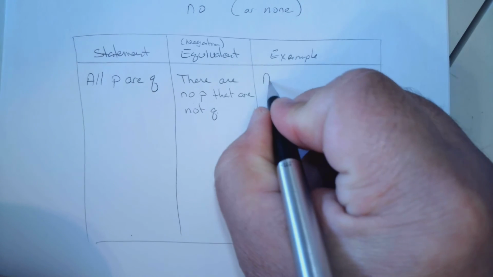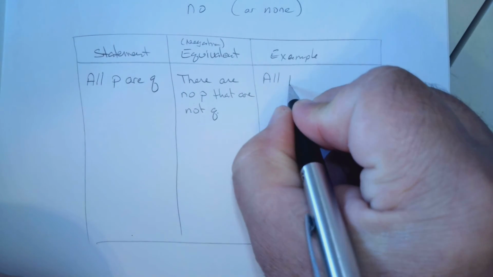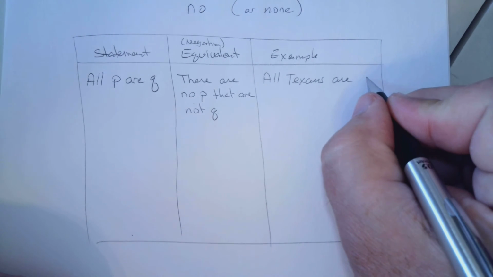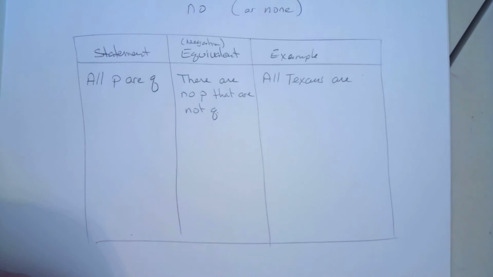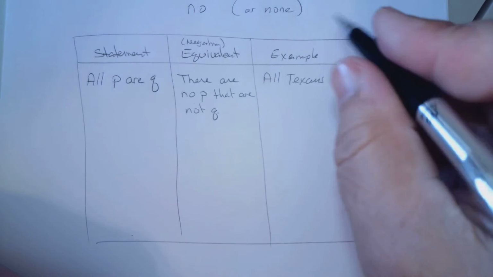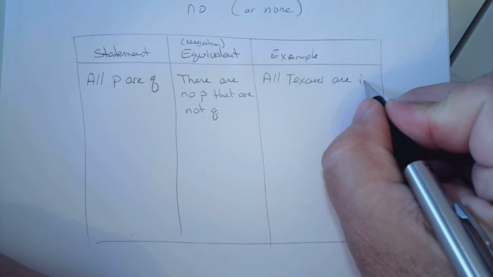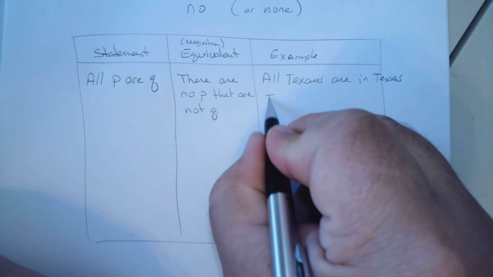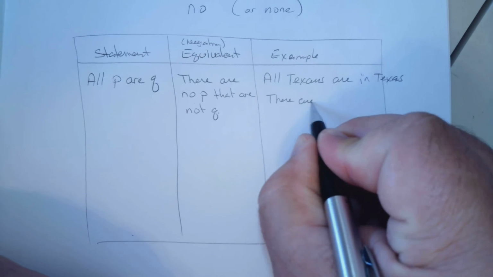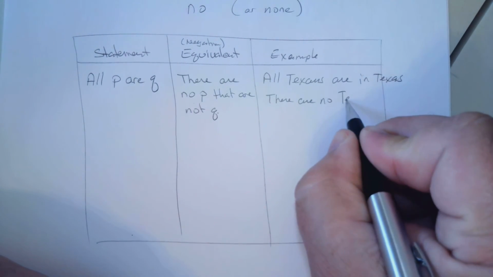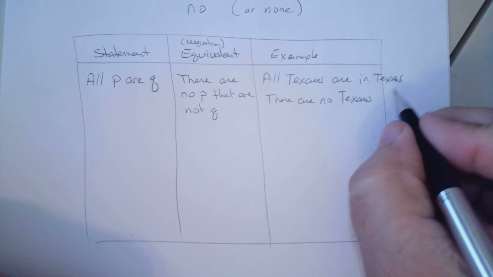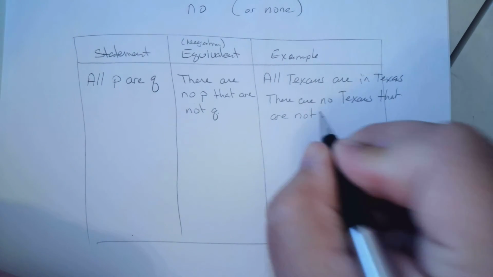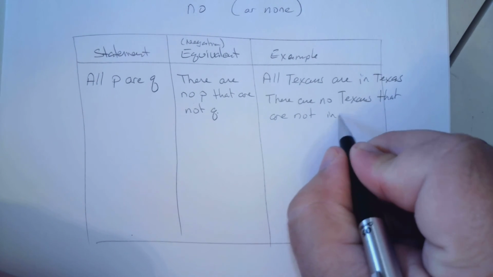So, for example, all Texans are in Texas. The equivalent: there are no Texans that are not in Texas.